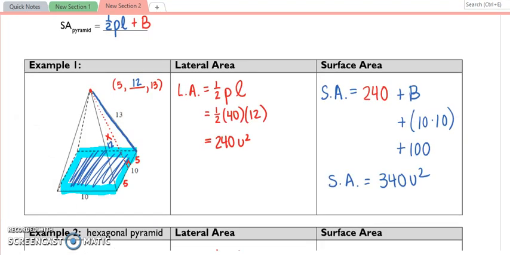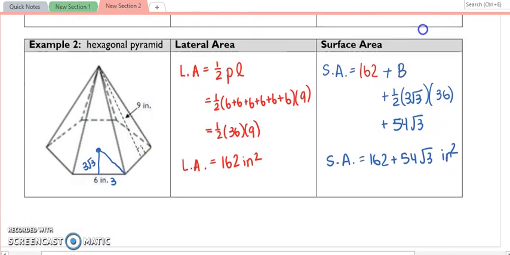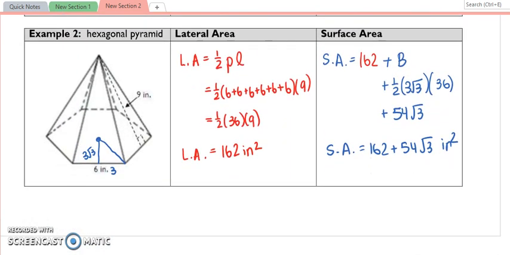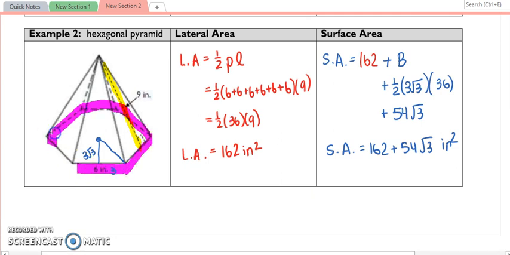All right, hopefully you've had some ample time to work on those 2 problems. If not, feel free to freeze me a little bit longer. But here are my solutions to these 2 problems. So I was actually given the slant height in problem number 2, which was awesome. And the only other thing that I knew was my perimeter. So I had 6 and 6 and 6 and 6 and 6 and 6. And so in the end, I ended up getting a lateral area of 162 inches squared, a nice number.